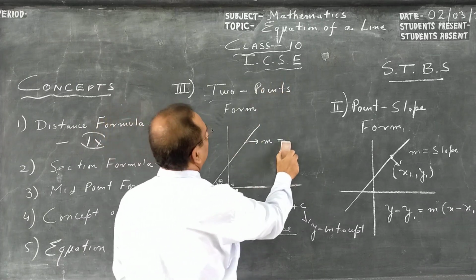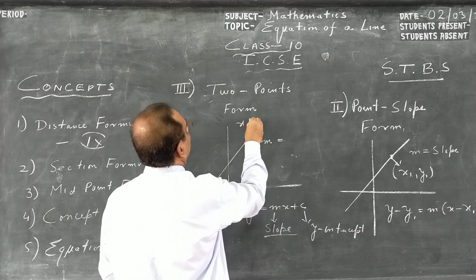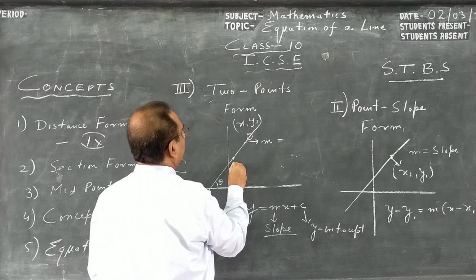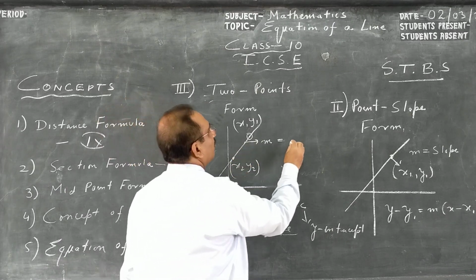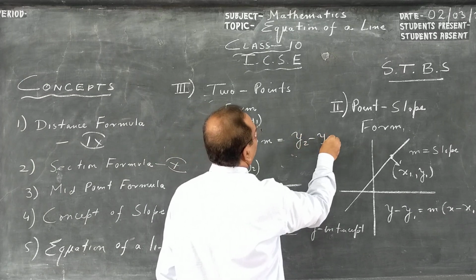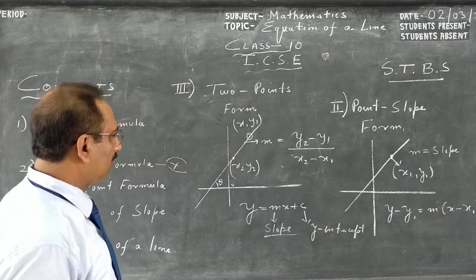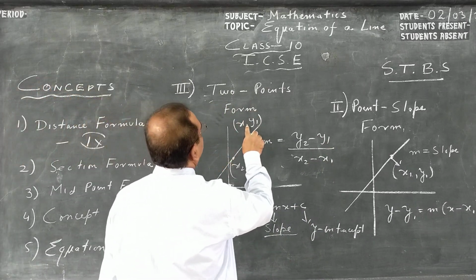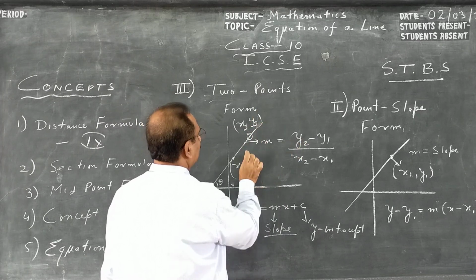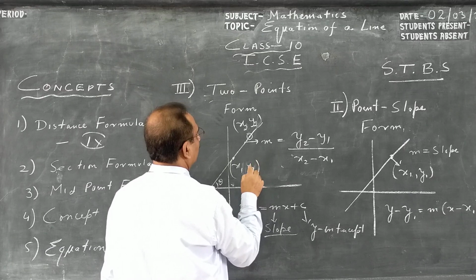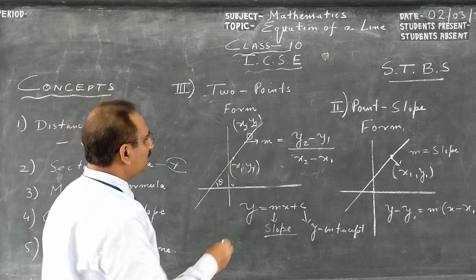So two points are given here: x1, y1, and there is another point x2, y2. You can take up and down, that is not important. Slope of a line is given by (y2 minus y1) by (x2 minus x1). It will be more logical if you take this as x1, y1 and this as x2, y2, but in fact you will get the same thing. So this is the slope, children.